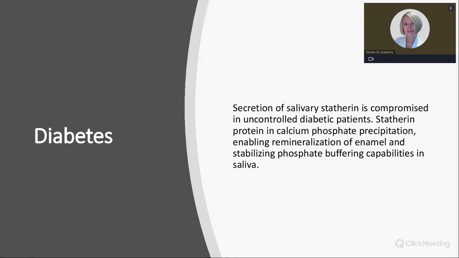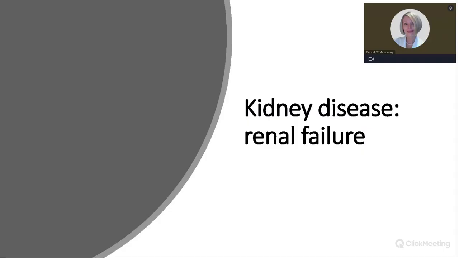Of course, diabetes. We spoke about salivary statherin earlier. The secretion of salivary statherin in uncontrolled diabetic patients can be compromised. So the statherin protein in the calcium phosphate precipitation that enables the remineralization of enamel and stabilizes phosphate buffering capabilities in saliva becomes compromised. And so that can lead to increased dental decay in those patients.